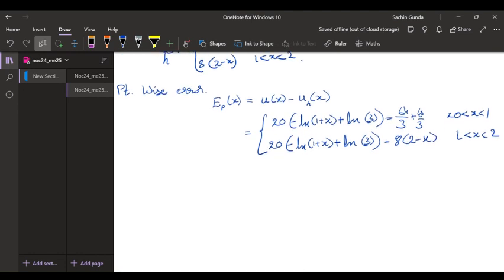Let us just see the error value at a few points. Let us just see at the nodes, which is at x equal to 0. Error is 20 minus log 1, which is 0, plus natural log 3, minus 64 by 3, which is nothing but 20 log 3 minus 64 by 3. You can quickly calculate it using your mobile.